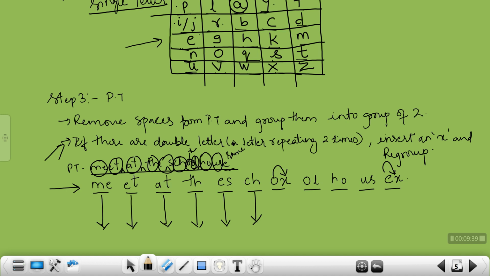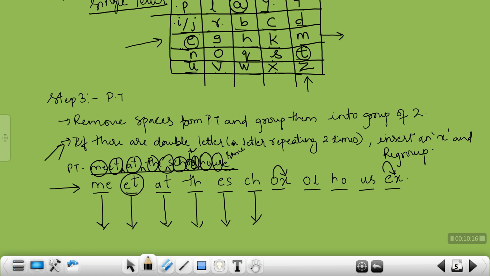If two letters are not in the same row or column, replace each letter by the letter in its own row and in the column of the other letter. Let us take an example of this ET, you will be clear with an example. Where is your E present? Your E is present over here and your T is present over here. Both of them are not present in the same row, neither in the same column. They are in different columns. So what we are going to do is replace each letter by the letter in its row and in the column of the other letter.